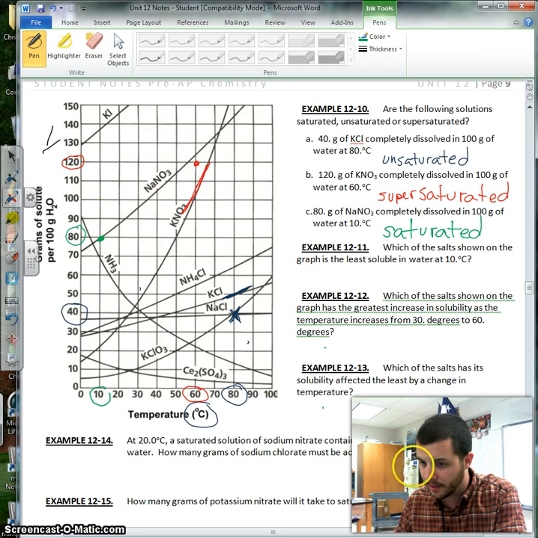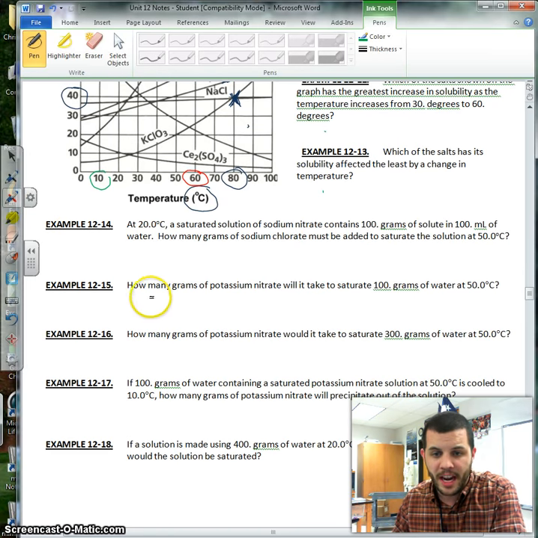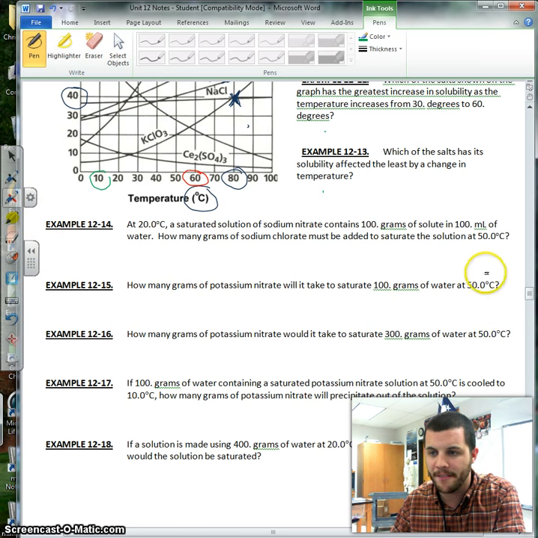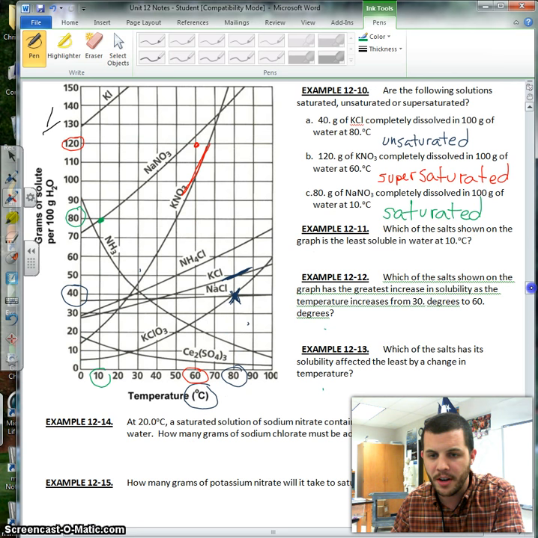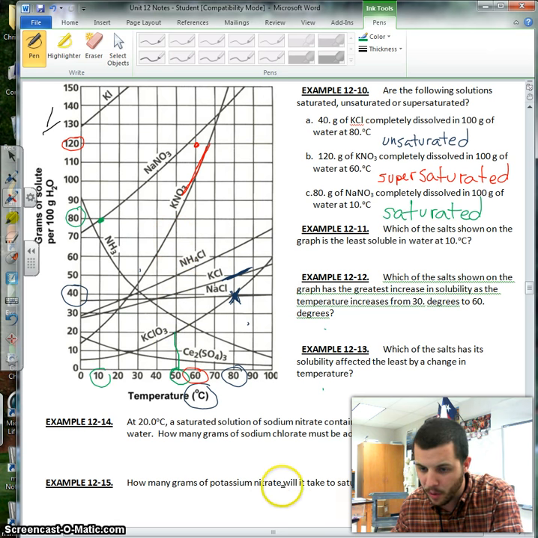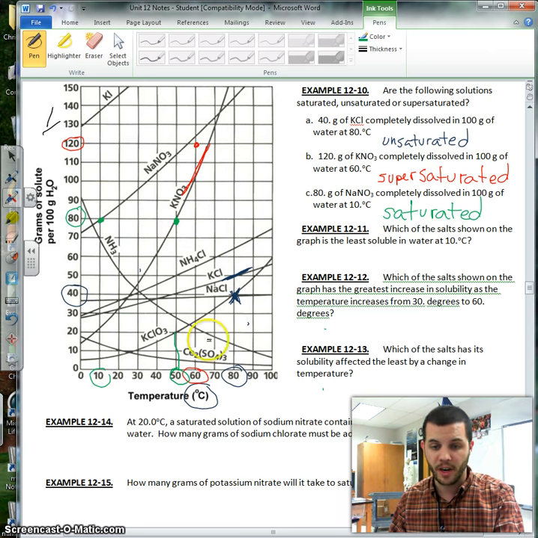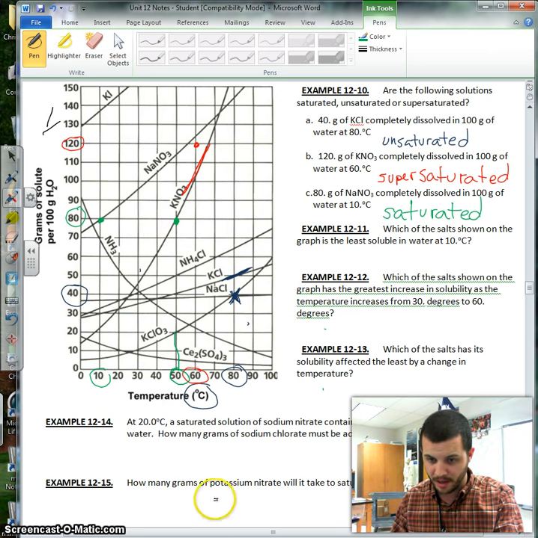So let's take a look and see what else we've got here. Let's take a look at 12-15. It says, how many grams of potassium nitrate will it take to saturate 100 grams of water at 50 degrees Celsius? When I go back up here, I know that I'm dealing with potassium nitrate, and at 50 degrees Celsius, I can come up and say, okay, how many grams will it take to saturate it? I see that it's going to take me 80 grams to saturate potassium nitrate at 50 degrees Celsius. So I can just write that down as my answer. It's going to be 80 grams.